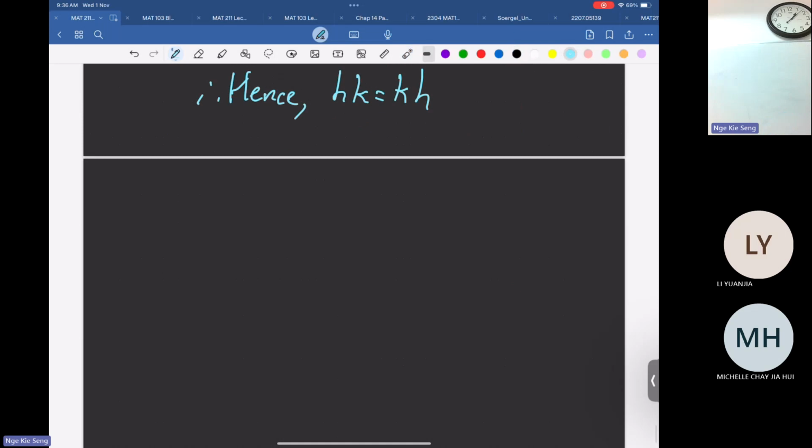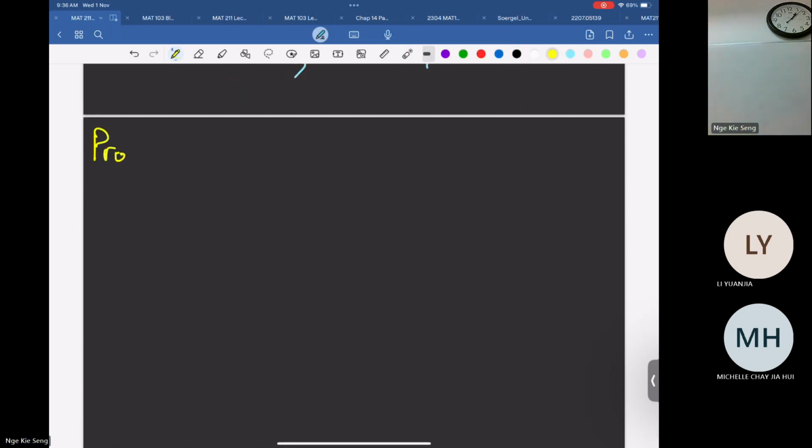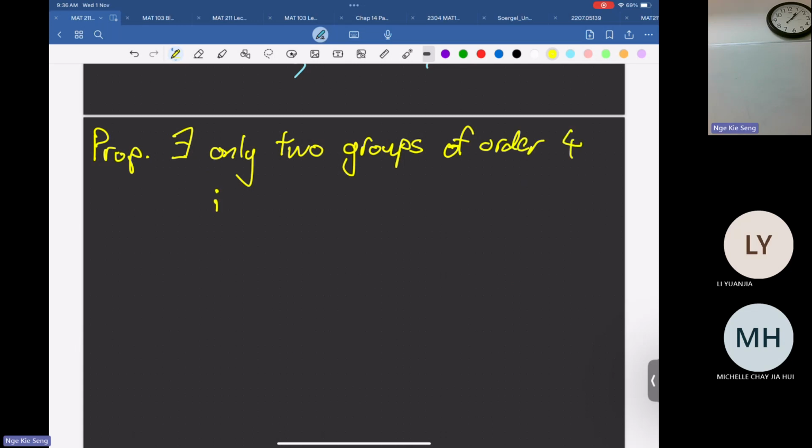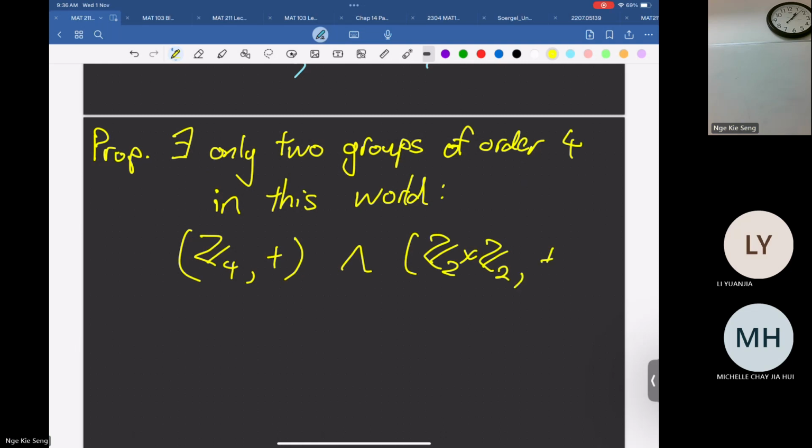And now we want to go to interesting stuff. We want to prove that there exist only 2 groups of order 4 in this world. First is Z4, the other one is Z2 cross Z2, or I will sometimes write this as a cyclic group, C2 cross C2, with composition. They are isomorphic. So let's prove this.